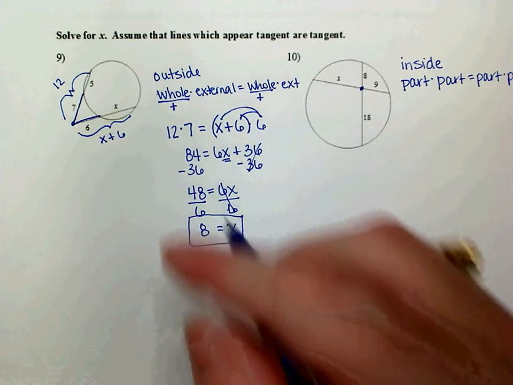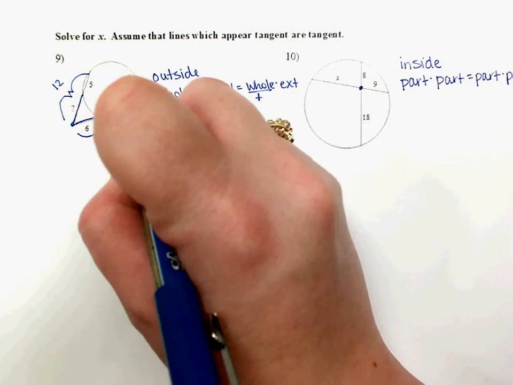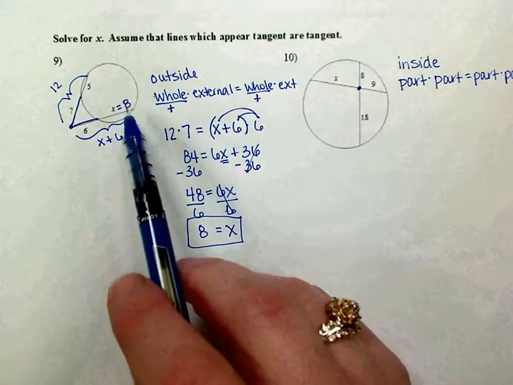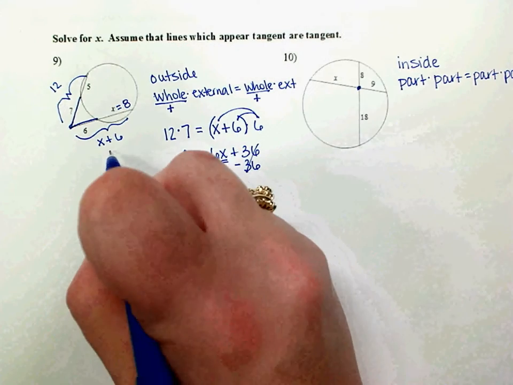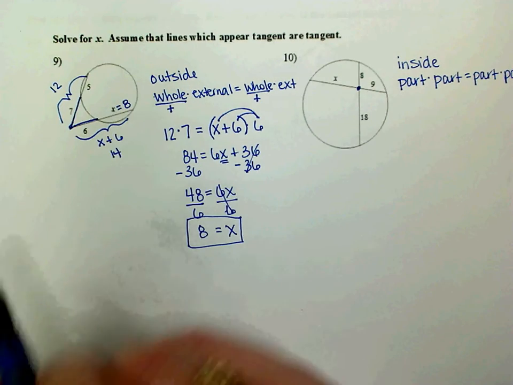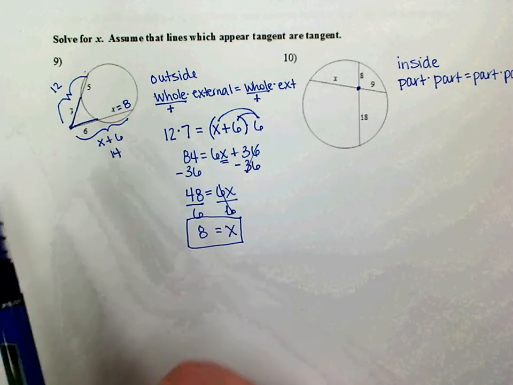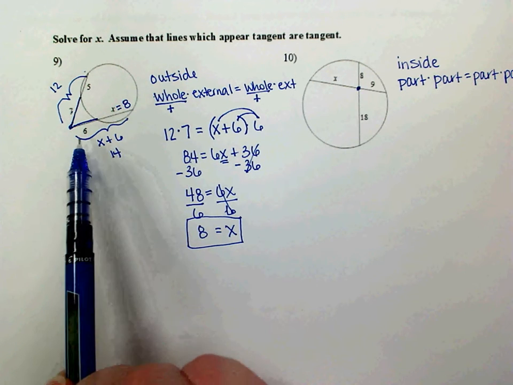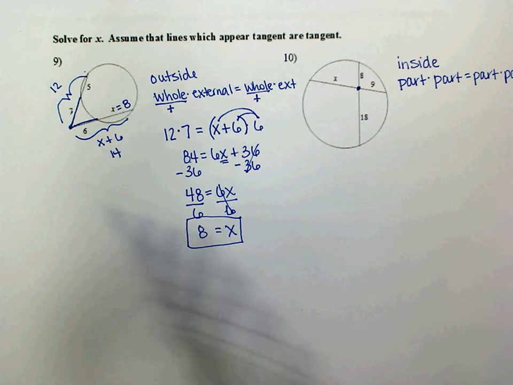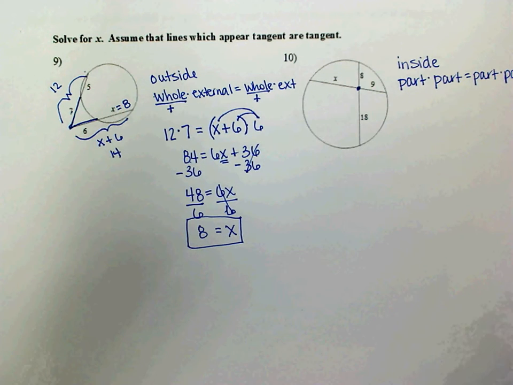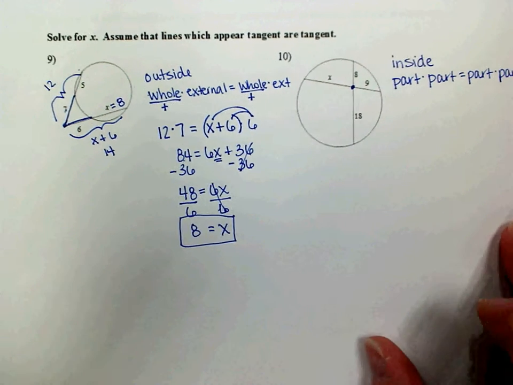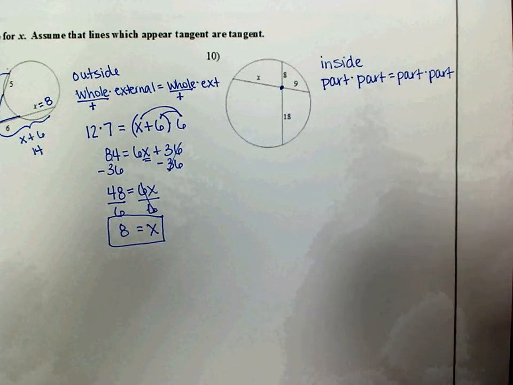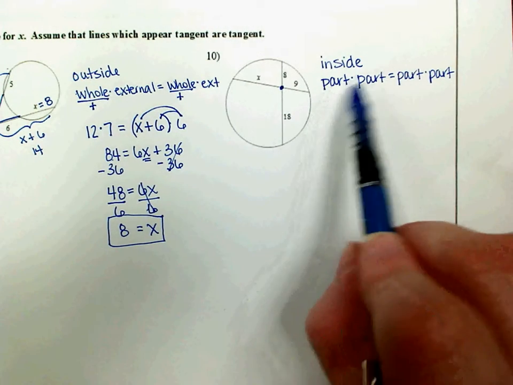If you want to check it, put in 8 here, which means my whole length, 8 plus 6 is 14. So you want to know, is whole times external, 12 times 7, which is 84, equal to whole times external here, which would be the 14 times the 6. And 14 times 6 is also 84. So it works.